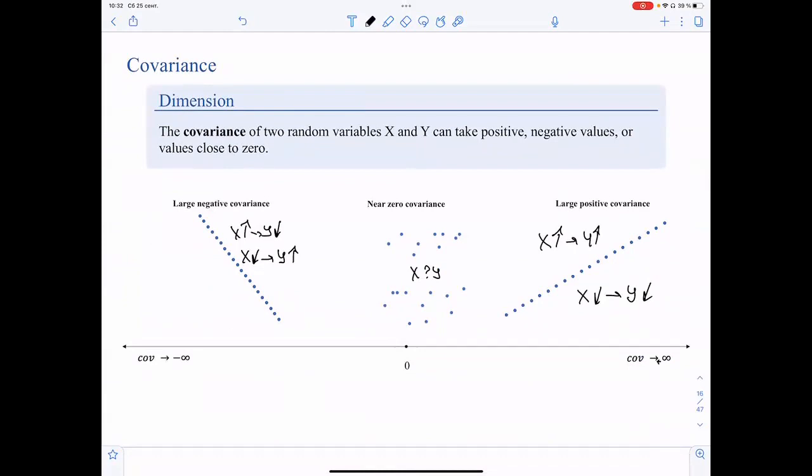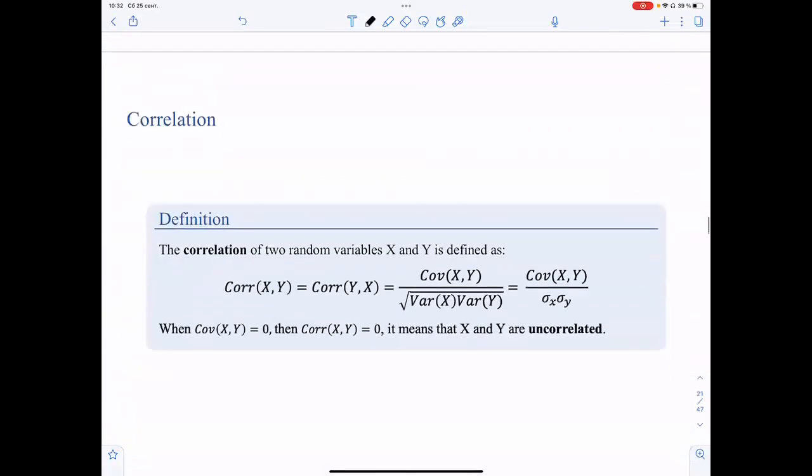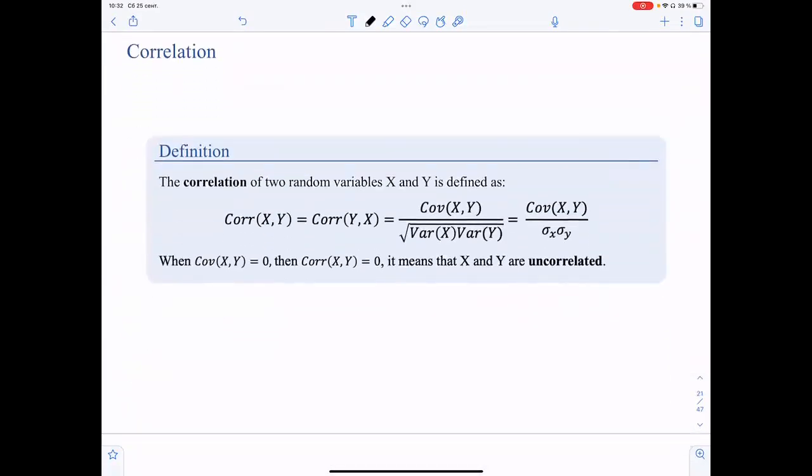And because of this drawback, another metric was derived, and the other metric is called, oops, let me show you. It is called a correlation. The second metric is called a correlation, and what correlation does is normalize the covariance by the square root of variances of both of the random variables.